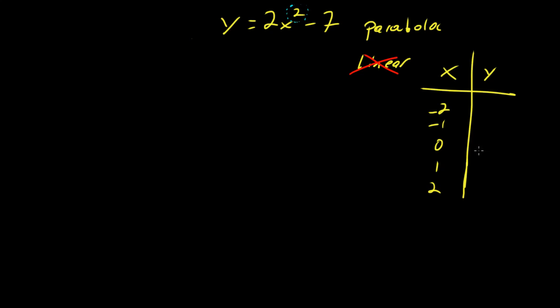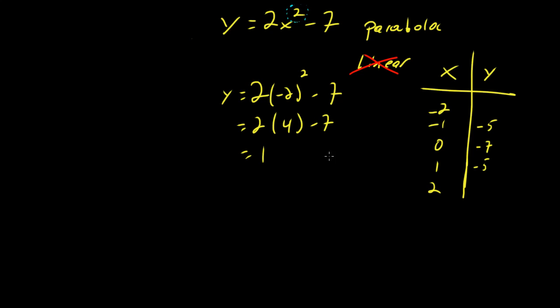I'm going to start right in the middle at 0, because if I plug 0 in for x here, I'm just going to get -7. And as I continue through this, you might be able to realize what's going to happen. This one's going to be a -5, that's going to be a -5, and this one here, if I plug in a -2, y is equal to 2 times -2 squared minus 7, 2 times 4 minus 7 equals 1. So I'll get a 1 here, and I'll get a 1 over there.